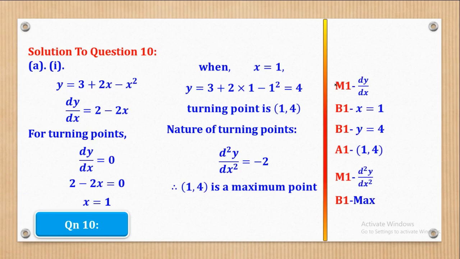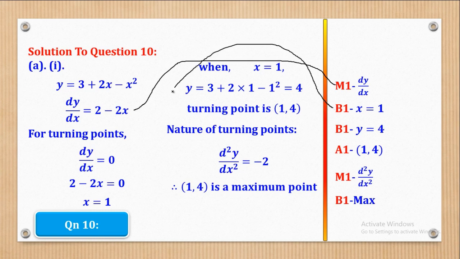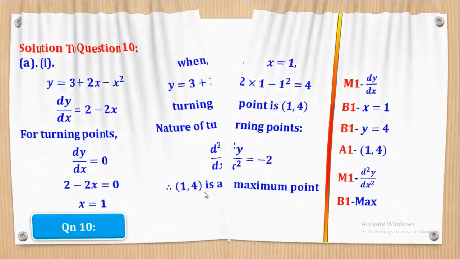So the first mark was for you to differentiate, and the second mark was for you to get the value of x as 1, and the third mark was for you to get this y coordinate. The fourth mark was for you to get the coordinates of the turning point, and this one is for the second derivative, and this one is for you to state the nature of the turning point.